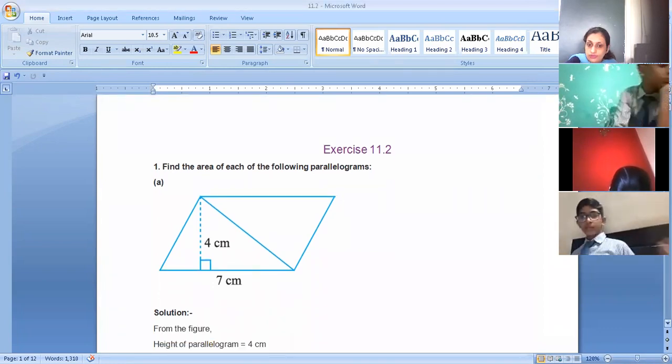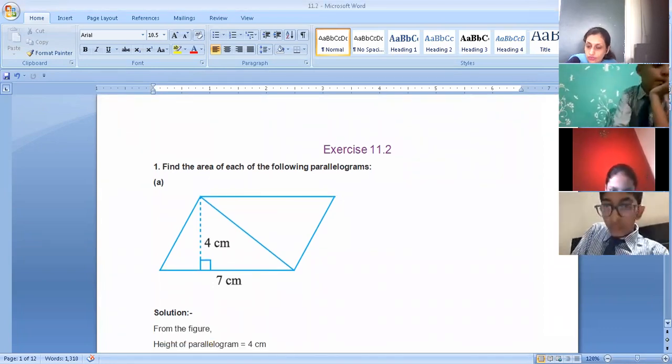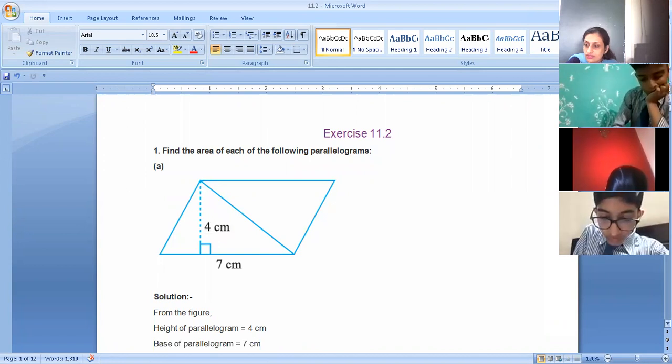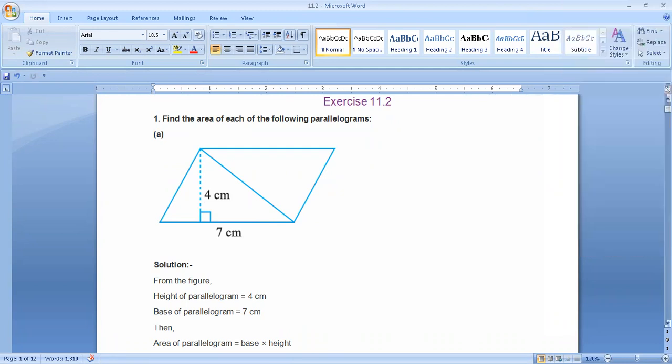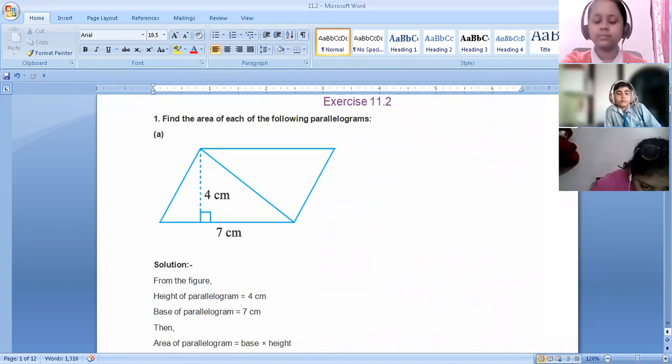Here, first of all, height is given 4 centimeters and base is given 7 centimeters. We'll apply the formula. The area of the parallelogram formula is base into height. We'll multiply base with the height. All of you multiply this value.